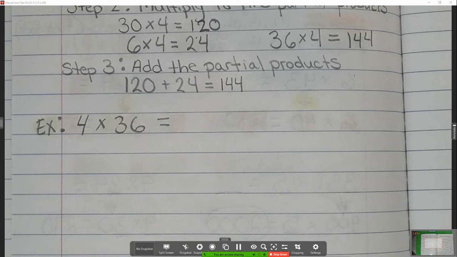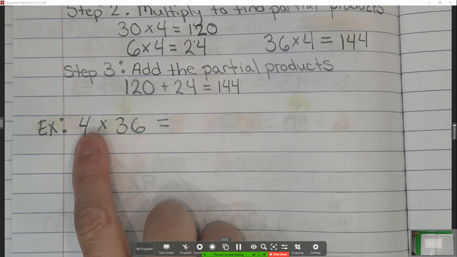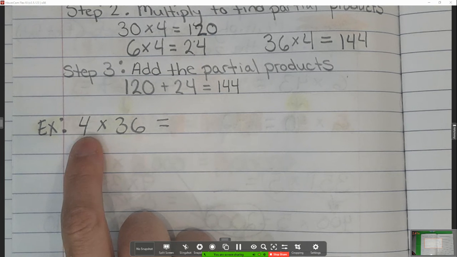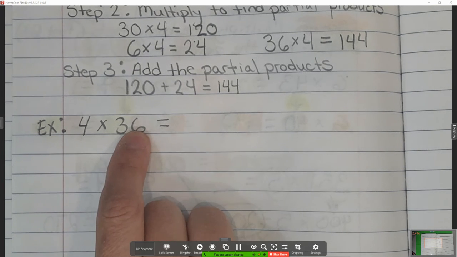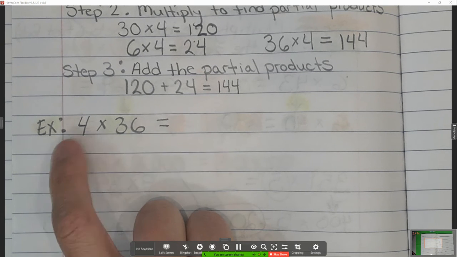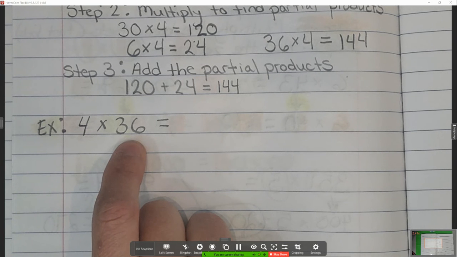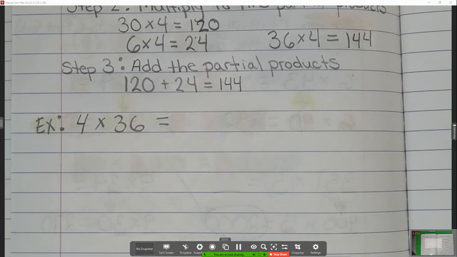So I'm going to look. 4 is a factor and 36 is a factor. Give me 1 if you say 4 is the greater factor, or give me 2 if you say 36 is the greater factor. Which one is the greater factor? Perfect. So the first thing I need to do is 36.